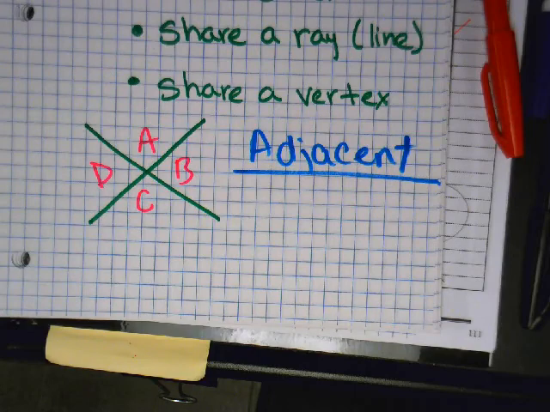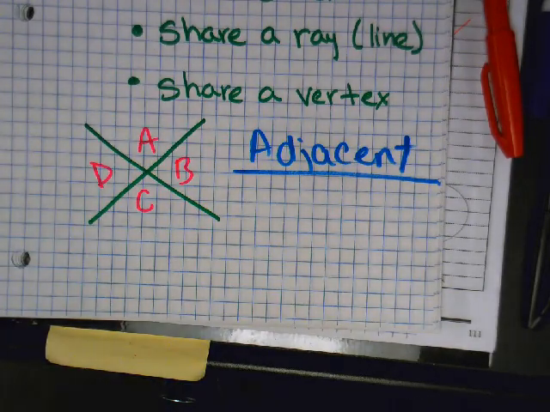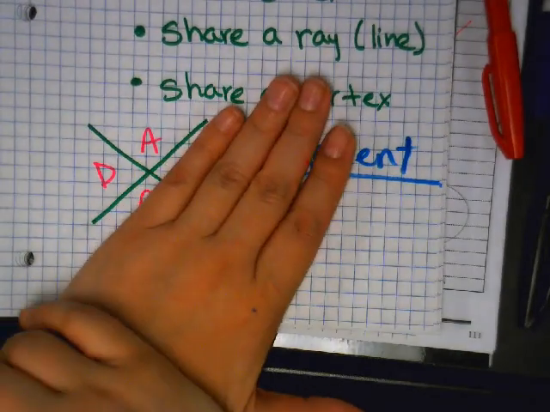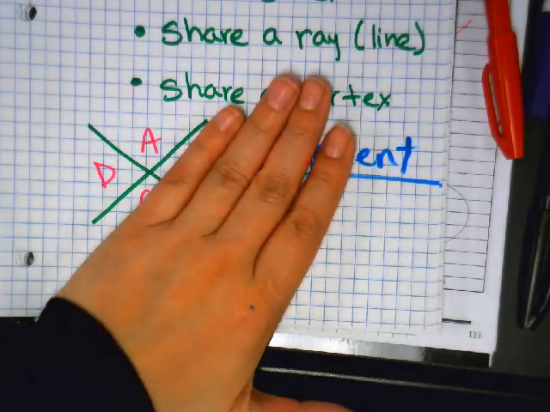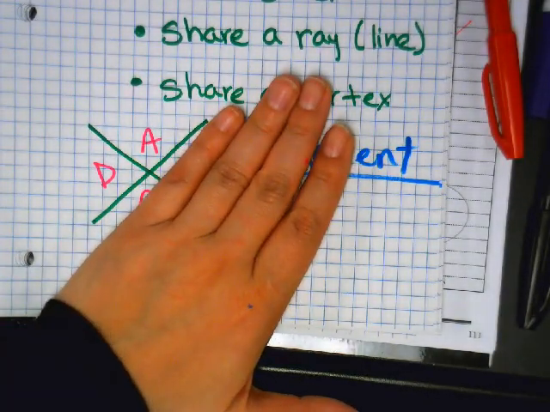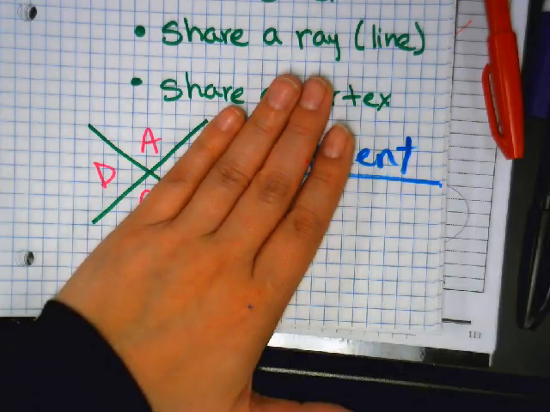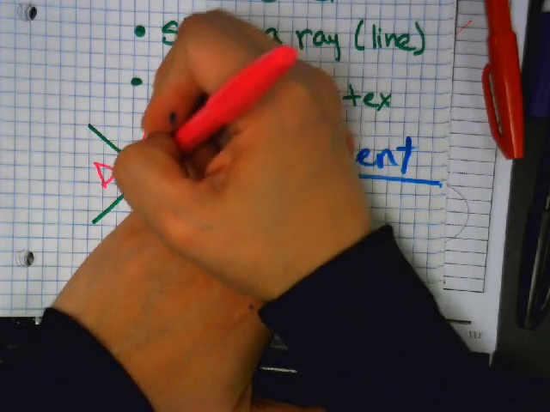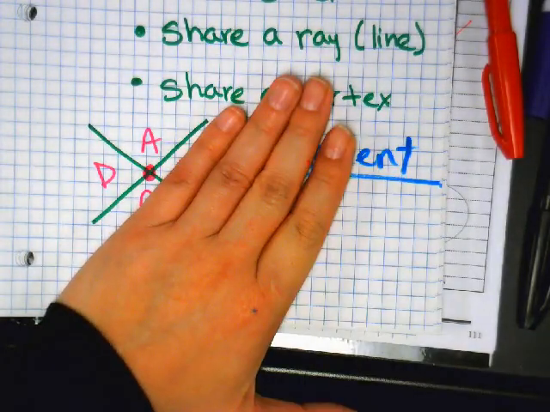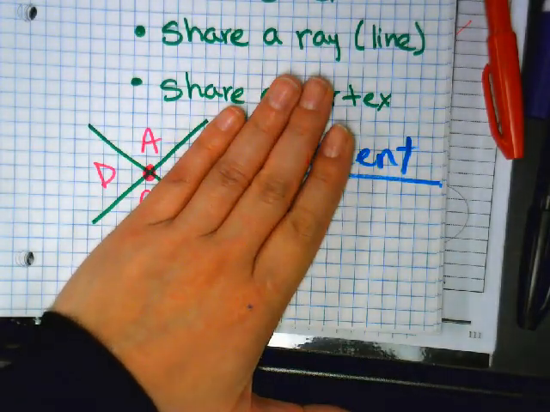Okay, let's stop and focus on Jaden's correct answer. He said A and D. Are they literally next to each other? Yeah, they're next to each other. Where is the vertex? Right there. So do they both share the vertex? Yeah.